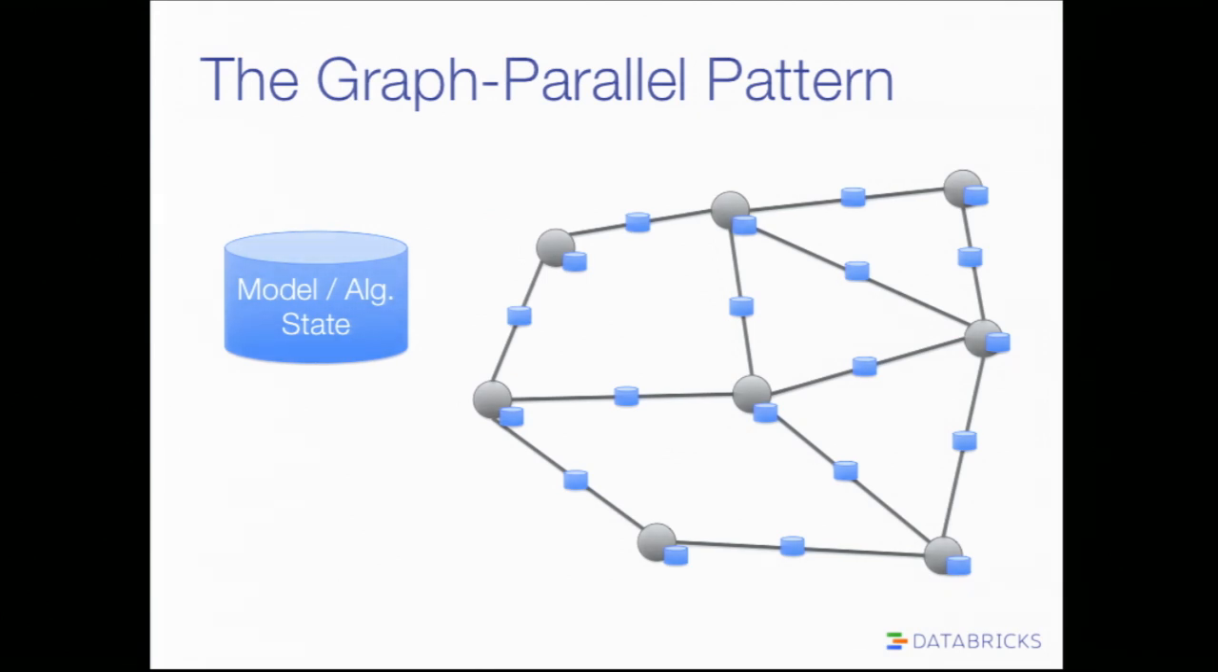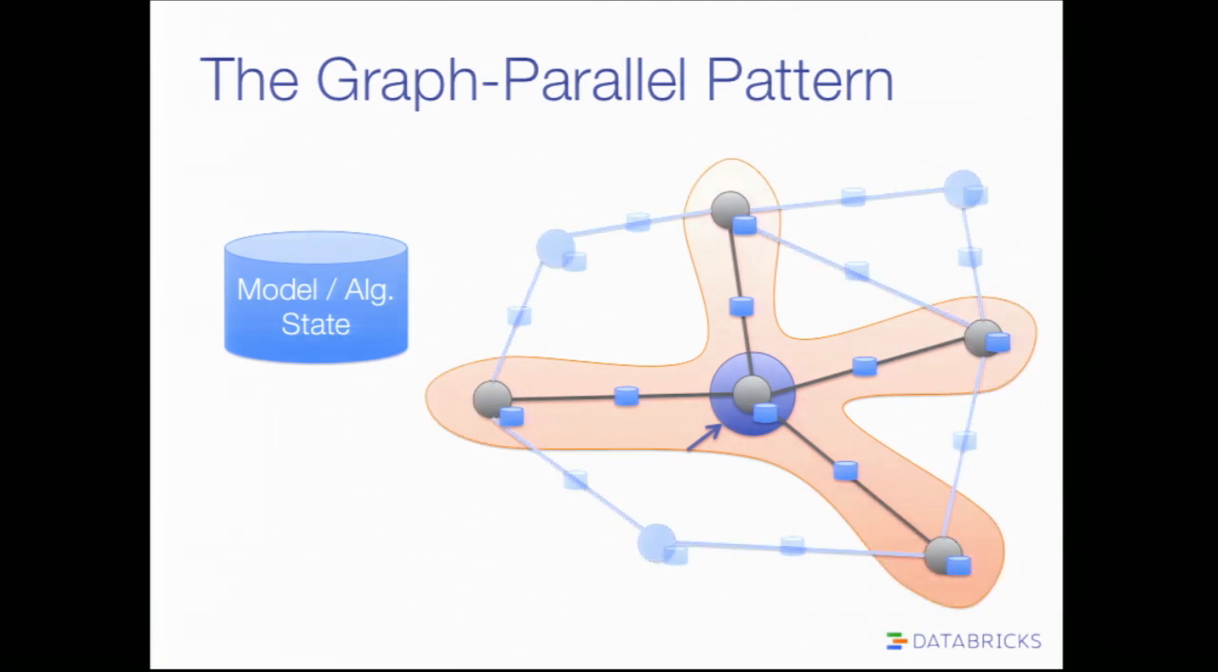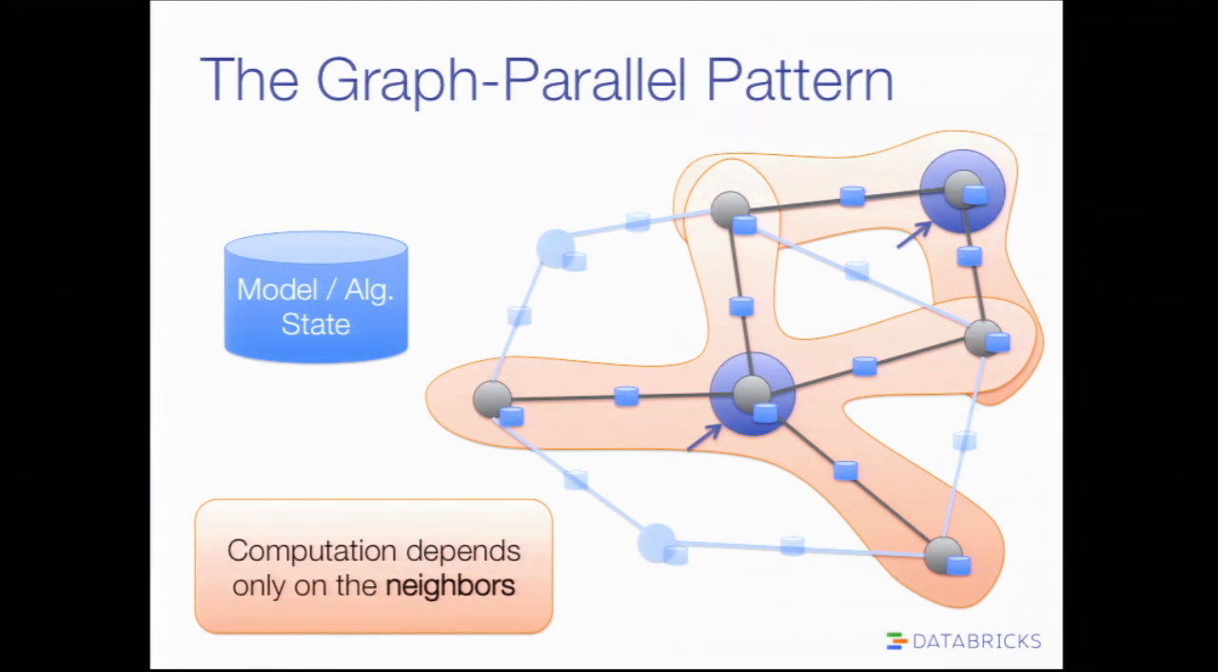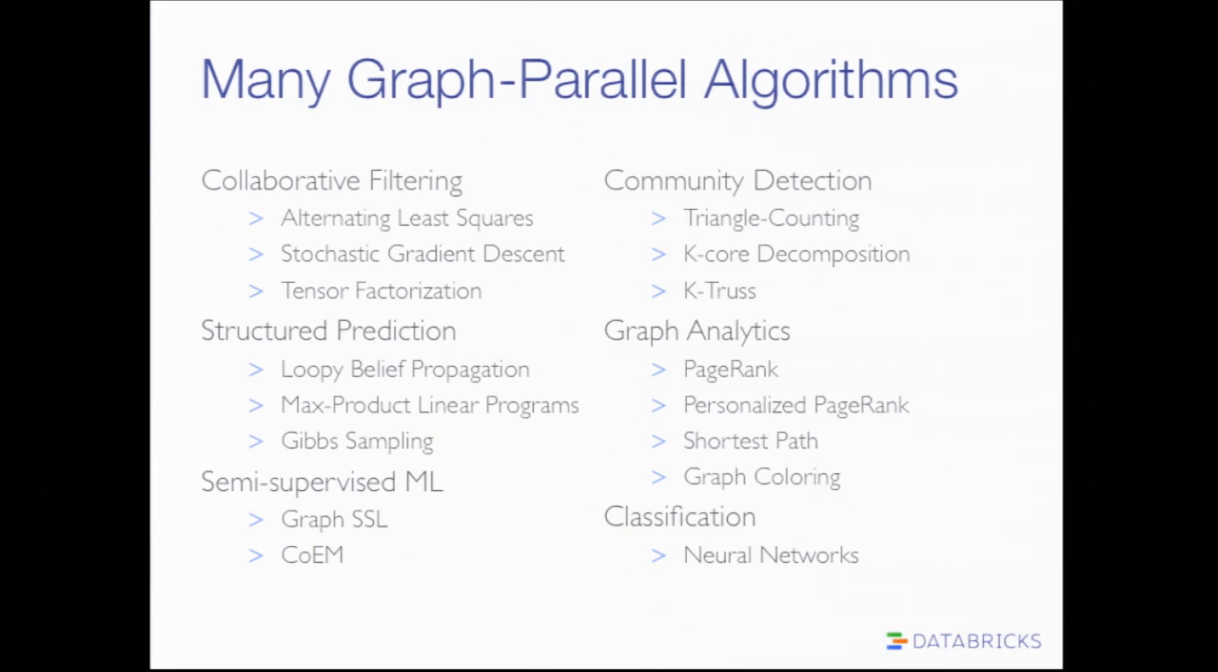And for other algorithms like ALS, which Amit mentioned earlier, the user or movie's feature vector can also be expressed as a graph algorithm. So then in each iteration, the update to a vertex's state depends only on its neighbors' state from the previous iteration. And this enables each vertex to perform its operation in parallel. And so this graph parallel pattern actually captures a variety of algorithms from machine learning, data mining, and graph analysis.